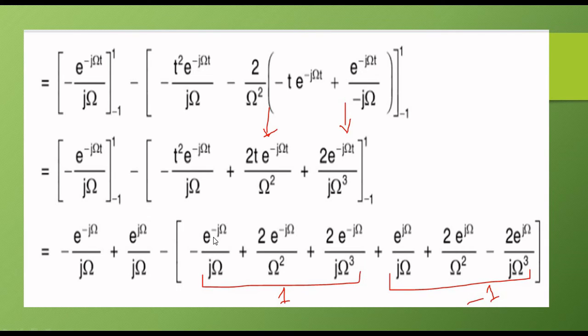This will become minus e power minus j omega by j omega. Second, this term 2t e power minus j omega t by omega square. Substitute 1. What will you get? 2 e power minus j omega by omega square. Now this third term, we will substitute 1 here: 2 e power minus j omega t by j omega cube. Substitute 1 here, where in the powers of e. So what will you get? 2 e power minus j omega by j omega cube.